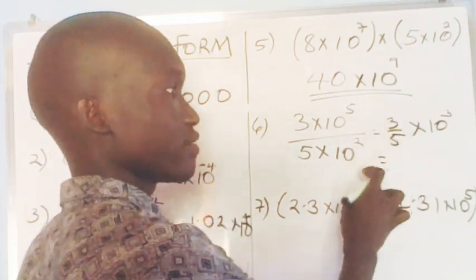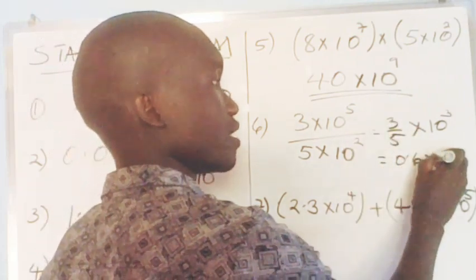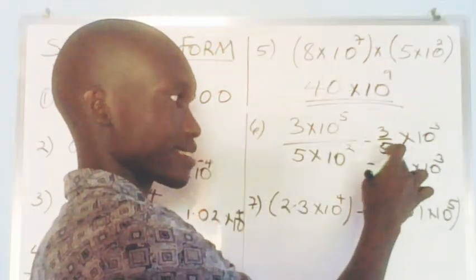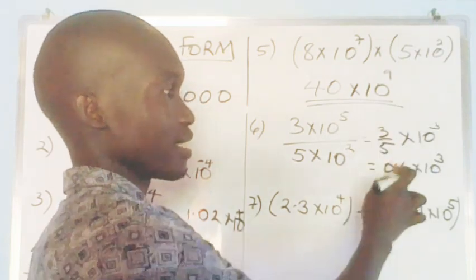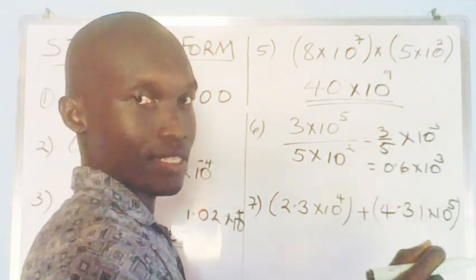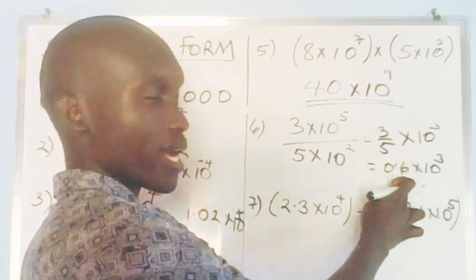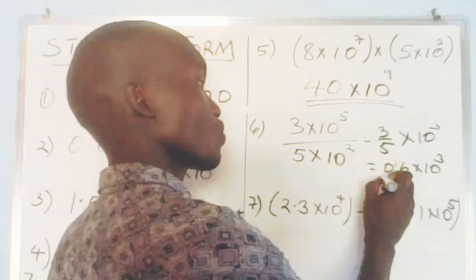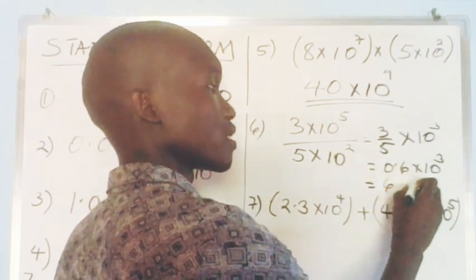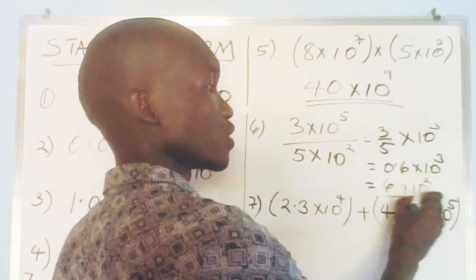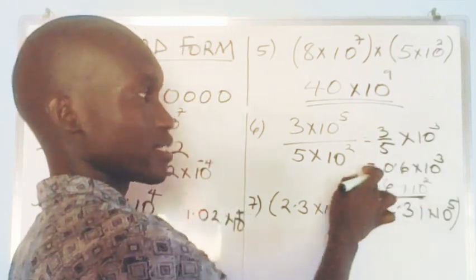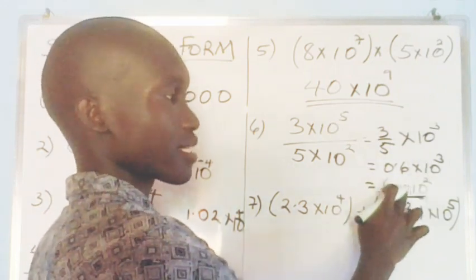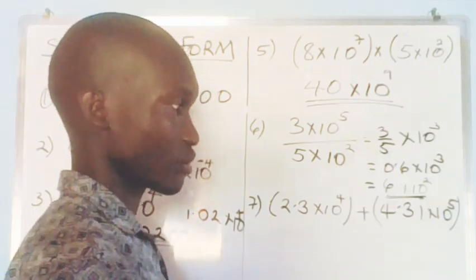Convert 3 out of 5, that will be 0.6 times 10 raised to power 3. So when we have a number like 0.6 times 10 raised to power 3, there's still a point here, so we don't leave it like that. We have to make sure a number from 1 up to 9 is this side of the decimal point. So now we are going to have 6 times 10 raised to power 2 this time, because we are bringing this one this side. That means 1 0 will be cancelled. So in this case, we are going to have 6 times 10 raised to power 2 as our final answer.